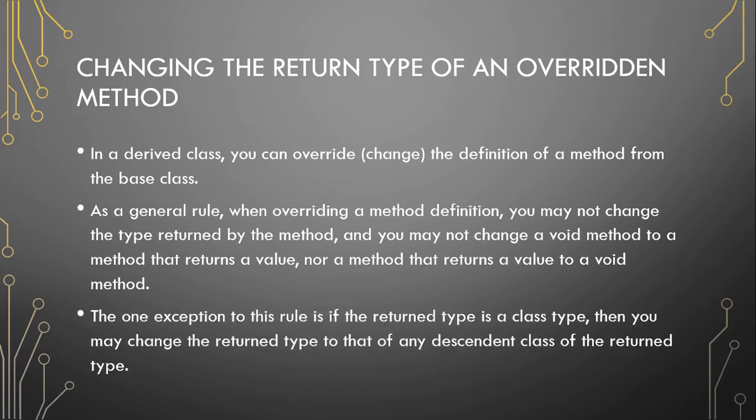Now, there is one exception to this rule: if the return type is a class type, then you may change the return type to that of any descendant class of the return type. So if the return type was originally Employee, you can now change it to something like HourlyEmployee.